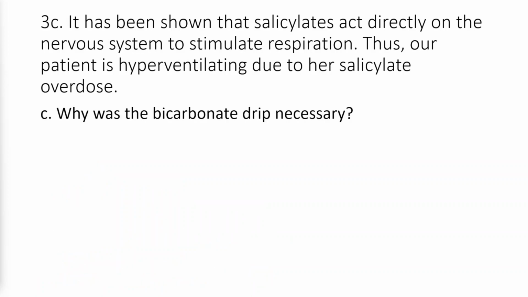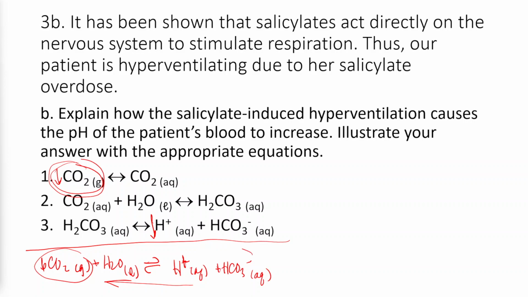Okay, so let's take a couple minutes and talk about the last question. Why was the bicarbonate drip necessary? Anybody want to take a shot at why we would add bicarb? Let's look at that. If we added bicarb, which is this, HCO3, adding more of this would actually shift our equation to the left, right? So that would decrease our protons and make it more basic, which is not what we want. We're trying to lower the pH. So why does that work? It is counterintuitive. Any thoughts?